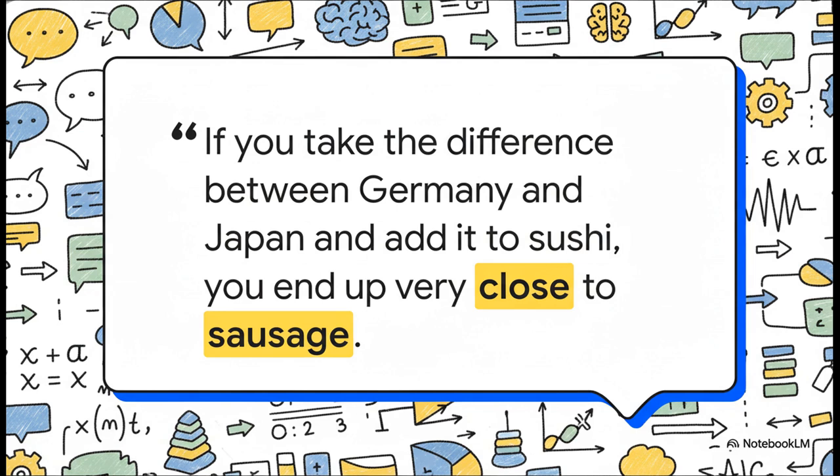And these relationships can get surprisingly deep and, well, kind of funny. Check this one out. In some models, if you do the math for Germany minus Japan plus sushi, you end up right near the vector for sausage. The model just learns these cultural connections entirely from the data it reads.